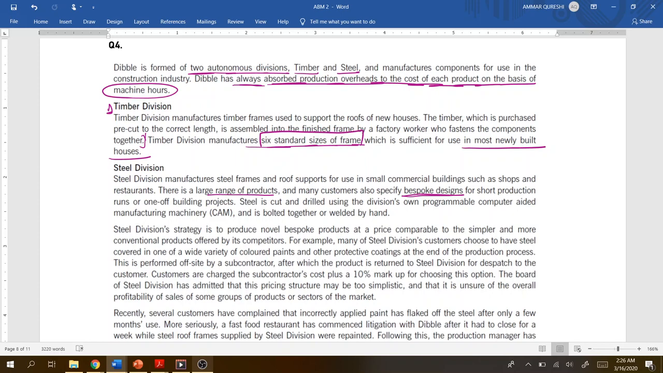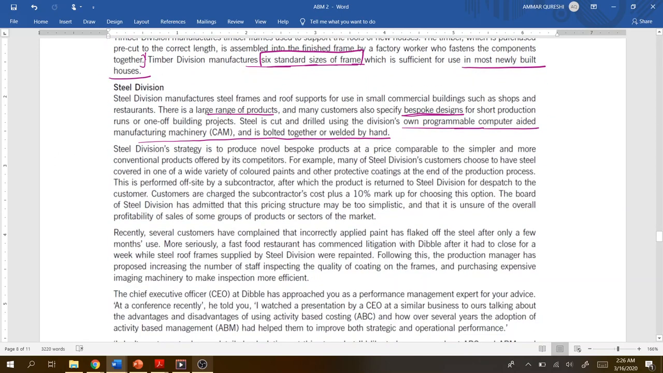Okay. Steel is cut and drilled using the division's own programmable computer-aided manufacturing machinery, and is bolted together, welded by hand. The company's strategy is to produce novel bespoke products at a price comparable to the simpler and more conventional products offered by its competitors, right? So we are here to provide novel bespoke products at a price comparable to the simpler and more conventional products offered by its competitors, right?